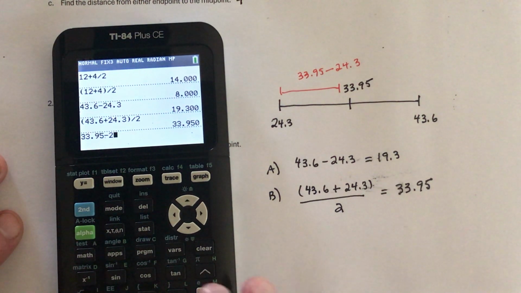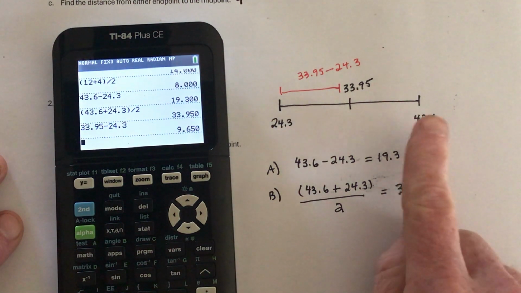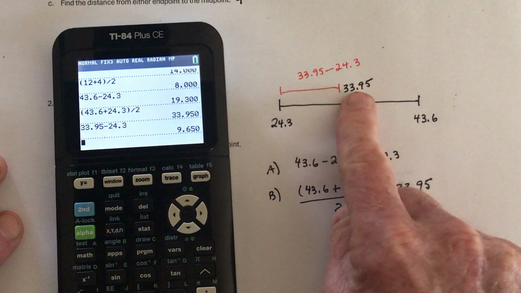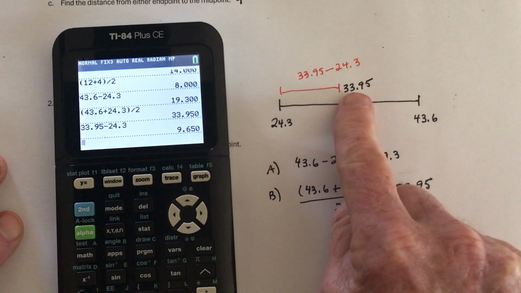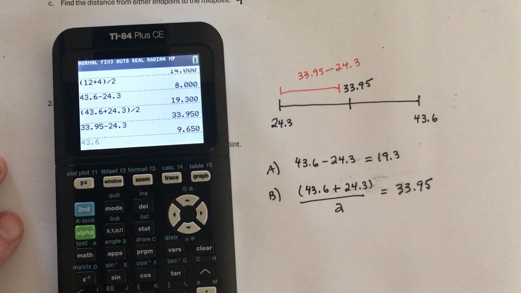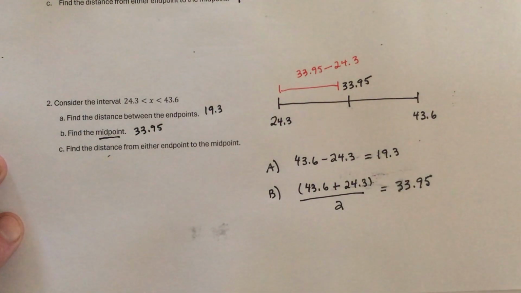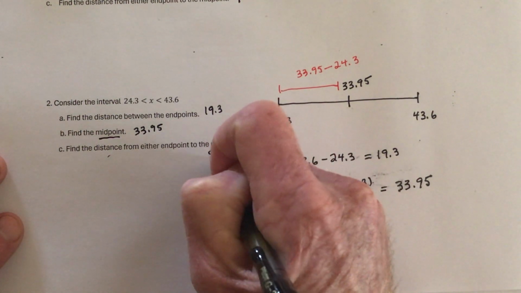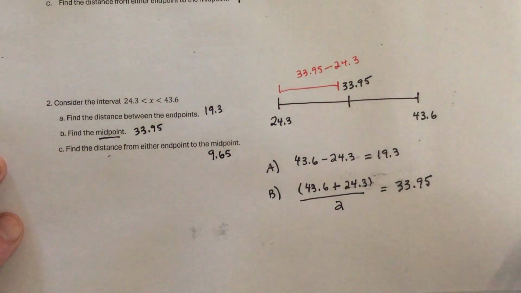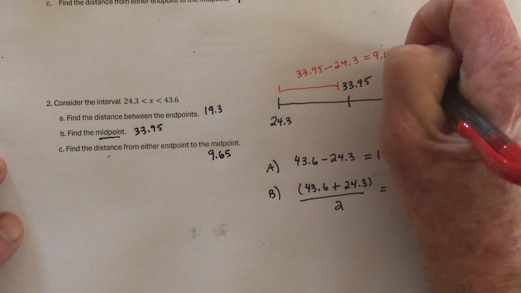33.95 minus 24.3. And that's 9.65. Now I can check my answer because if I take this one minus this one, because this is in the middle, I should get the same answer. So 43.6 minus the middle number, 33.95, and I should get the same answer, 9.65 each time. So this is 9.65, and just so that it looks complete, this is 9.65.